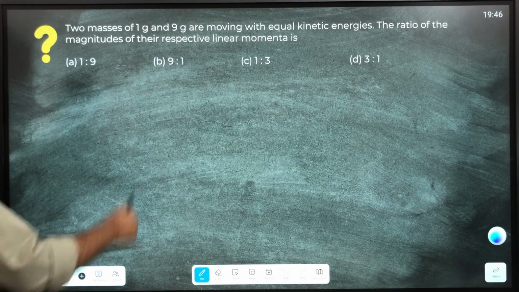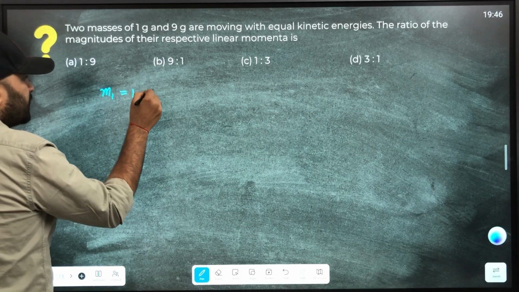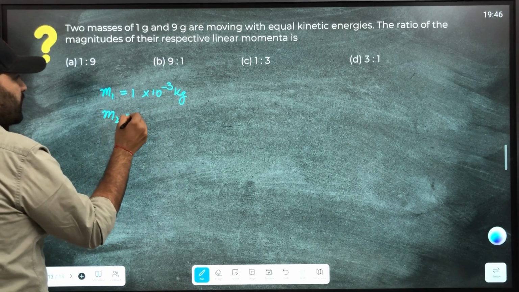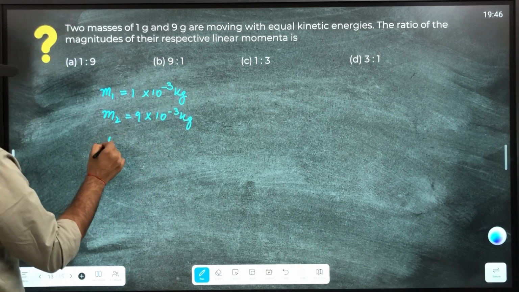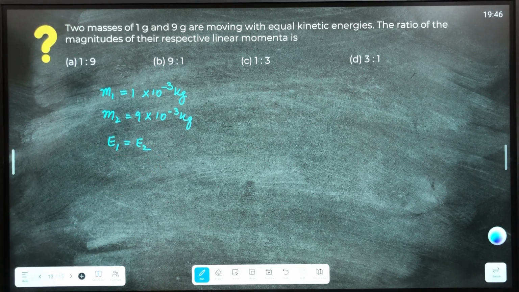Great. Our next question says two masses of 1 gram, so let's call it m1 equals 1 into 10 to the power minus 3 kg, and m2 of 9 gram, 9 into 10 to the power minus 3 kg, moving with equal kinetic energies, E1 equal to E2. Great. The ratio of their linear momentum.